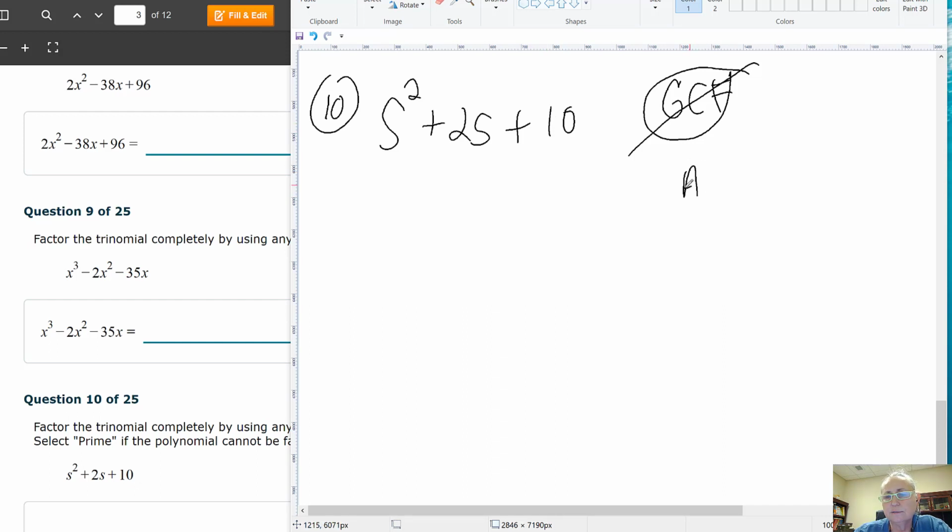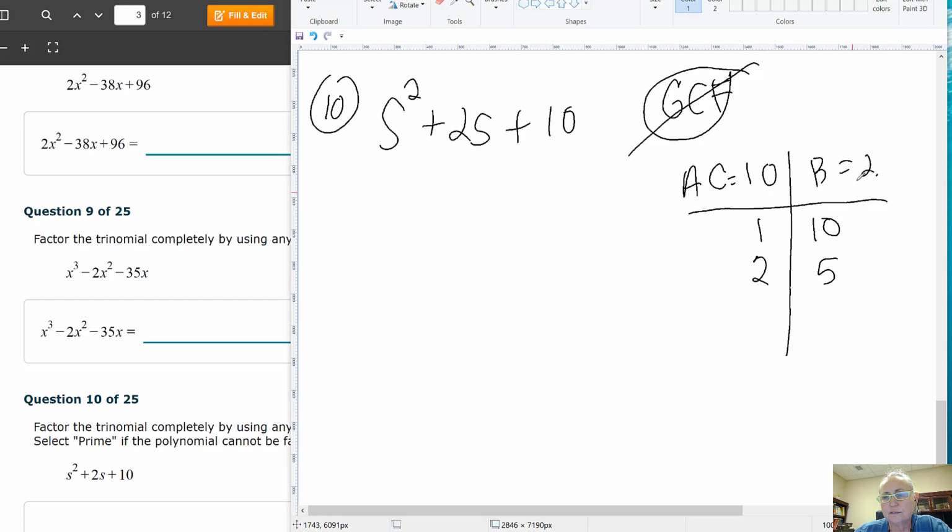My AC is 10. My B is 2. I need the factors of 10 that add up to 2. All positives, because everything here is positive. 1 times 10 doesn't add to 2. 2 times 5 doesn't add to... uh-oh. What does that mean? There are no factors of 10 that could possibly get us a 2. This polynomial is prime. Okay? It's a trinomial where there is no combination of AC that will combine for B, and that's how we know that it's prime, and we don't have to do anything except write that it's prime.